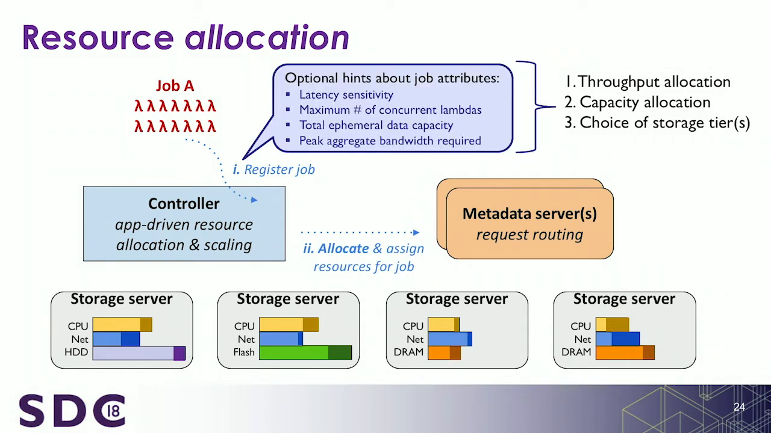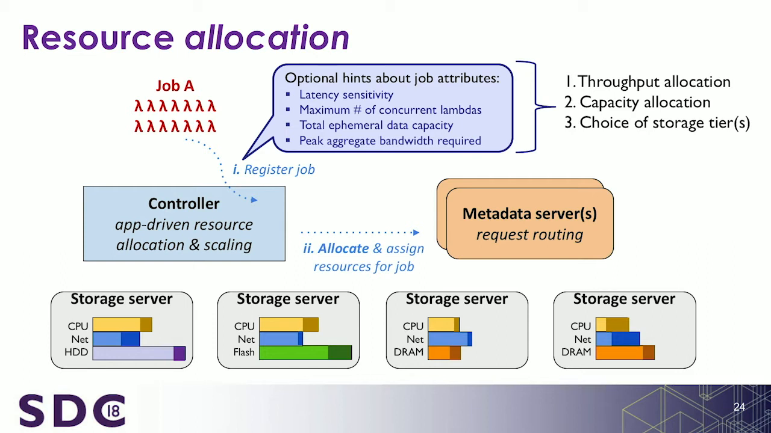If we have no information about the job, it's very difficult to size this allocation. And so Pocket will use a very conservative default allocation that over-provisions throughput and capacity, assumes the job is latency sensitive, and uses DRAM first, and then spills to other tiers if necessary for capacity. But as we learn more about a job through optional hints the user can provide, we can optimize the cost of the resource allocation. And here are the hints that Pocket currently supports.